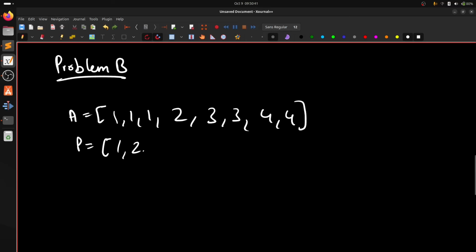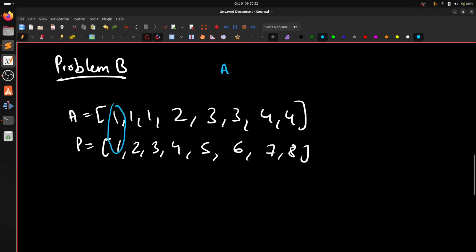Now, let's say we have the most basic permutation: 1, 2, 3, 4, 5, 6, 7, 8. Obviously the second condition is satisfied, that A of P of I is less than or equal to A of I. Why is that? Because A of P of I is simply 1, and A of I is also 1 here. Obviously A1 is less than or equal to A1. Similarly, A2 is less than or equal to A2, and so on.